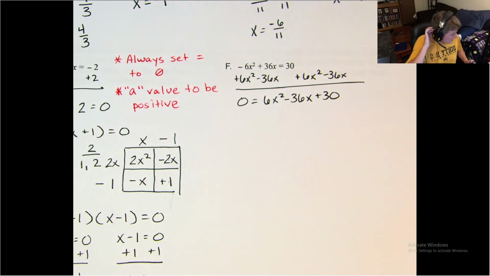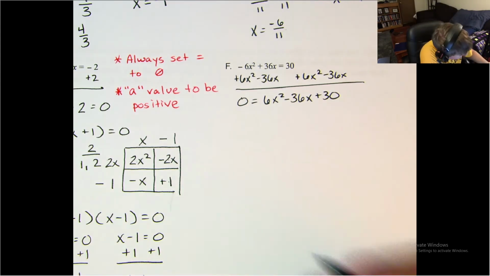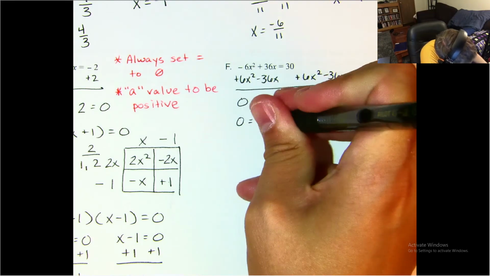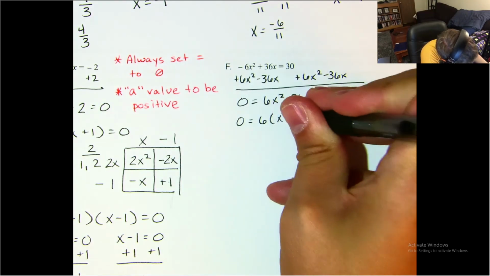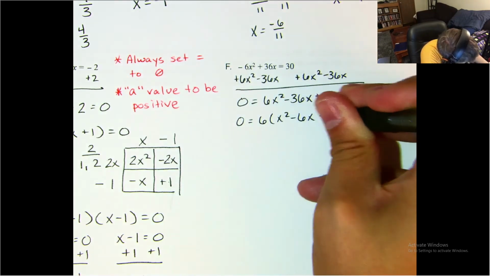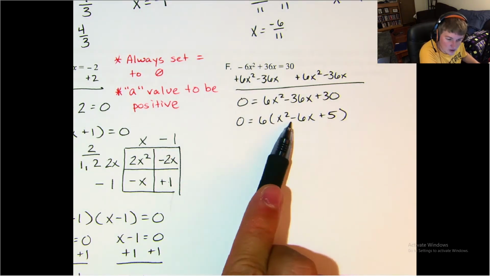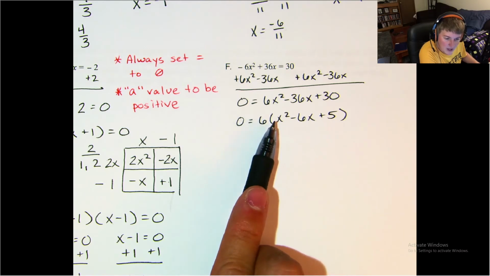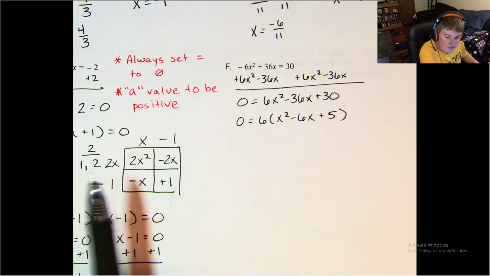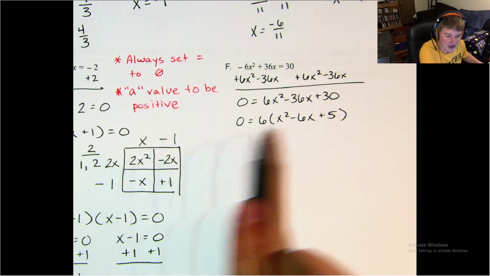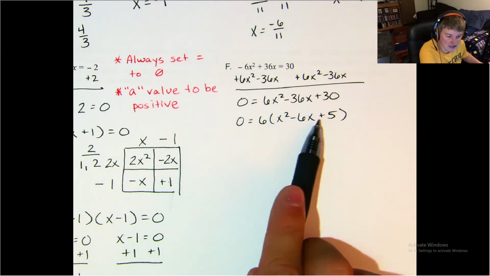Okay, this has a greatest common factor of 6. So I'm going to pull a 6 out to get x squared minus 6x plus 5. This inside part here is actually convenient for us. Look at this. My a value is now 1. So that means I do not have to use the Xbox method. I can just look for numbers that multiply to c and add to b.